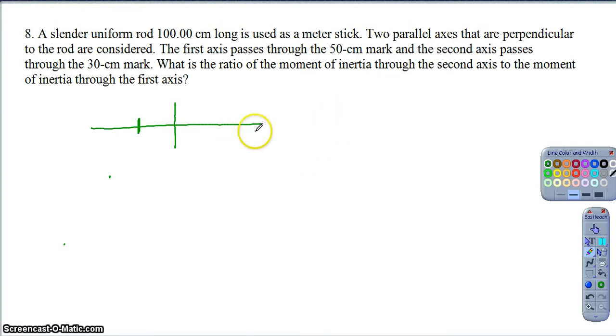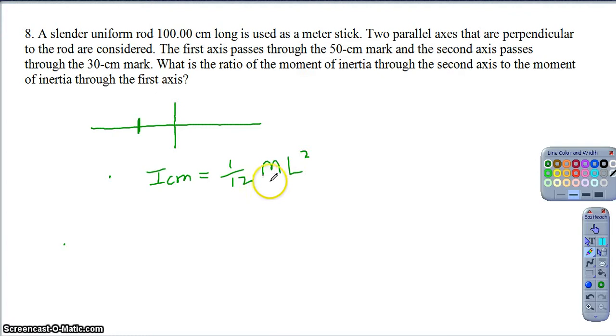So obviously that's an indication we just need to find the moment of inertia about each of those and then set up a proportion between the two. I'm going to start with the moment of inertia about that central axis. So I'm going to start by finding the moment of inertia about that axis of rotation in the middle. Well, for a uniform rod, we know that the moment of inertia about the central axis would be 1/12 the mass of the rod times the length squared.